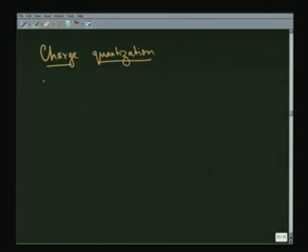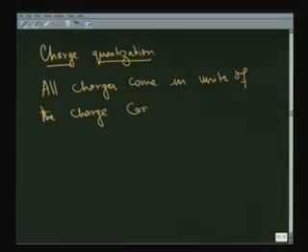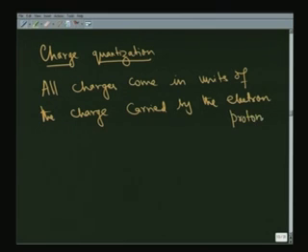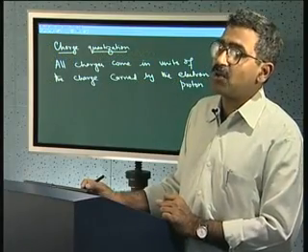So what does it say? All charges come in units of the charge carried by the electron. If you feel like, you can also replace the electron by the proton, because they are both the same except for a sign, and this remarkable thing is what is meant by charge quantization. There is yet another very important property of charge, and that is the conservation of charge. That is a detailed topic which we shall take up in the next lecture.